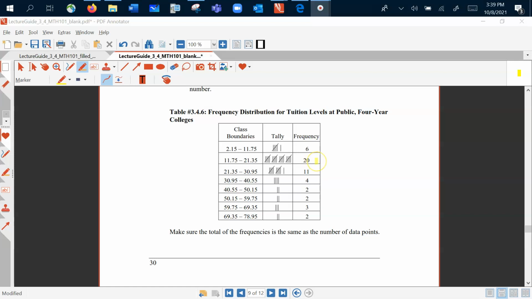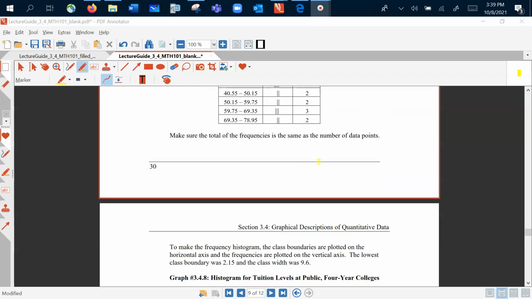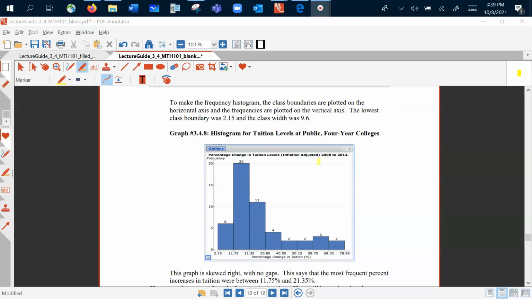So now, to get a better intuition besides looking at a table, we're going to look at the associated graph called a histogram. So here, to make the histogram, you're going to have all of the class boundaries that we had in the above table on the X or horizontal axis.